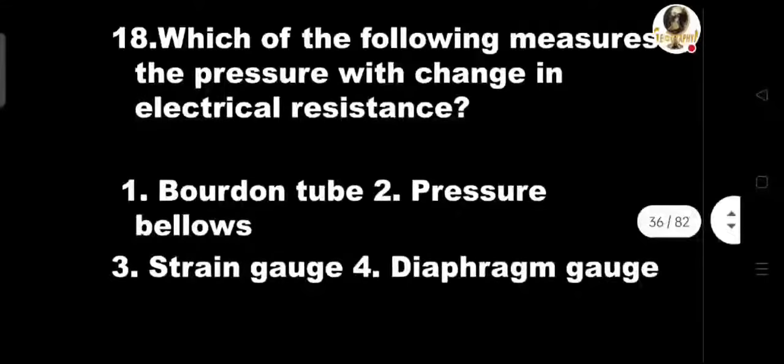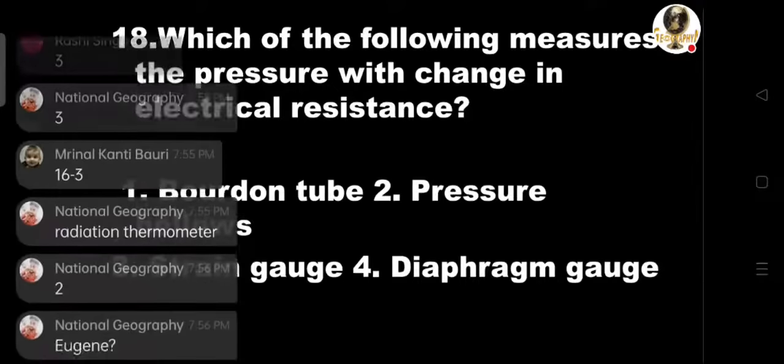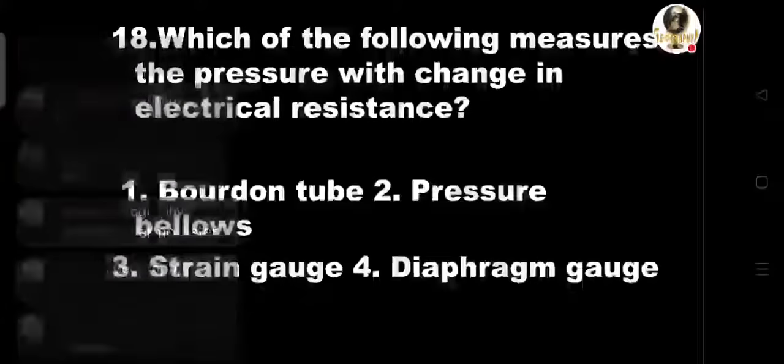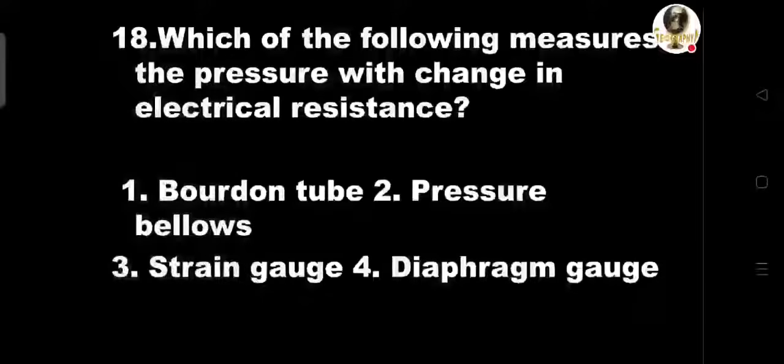Question number 18 at present now. Which of the following measures the pressure with change in electrical resistance? The options are the Warden tube, pressure valves, the strain gauge and the diaphragm gauge.